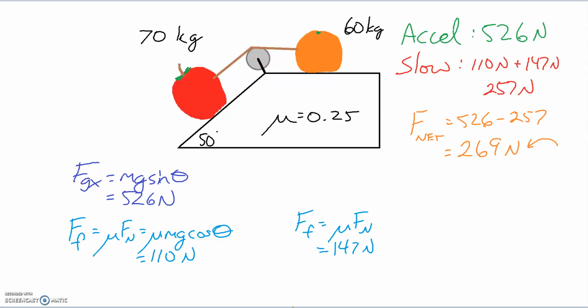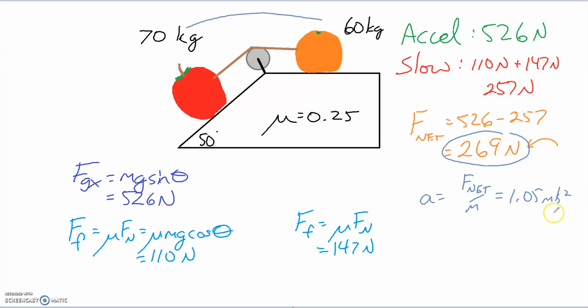Now that I have my net force, the only thing I really have to do is calculate the acceleration, and of course that's Newton's second law. So for the acceleration, that would be net force divided by mass. And I want to use the total mass. The two masses are tied together, they move together. I want to use the total mass altogether of 130 kilograms. So I've got my net force of 269. I will put these two together to get my total mass, and that will result in an acceleration of about 1.05 meters per second squared. And of course, this system is going to go towards the left.